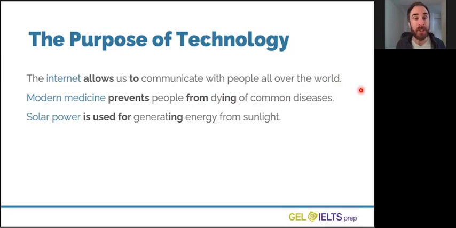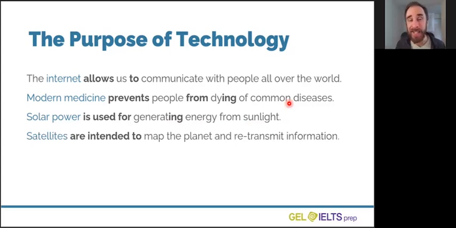Solar power is used for generating energy from sunlight. So we have this passive form, is used, and it can be followed by for and an ing verb, or to and infinitive. So we can say solar power is used for generating energy, or solar power is used to generate energy.